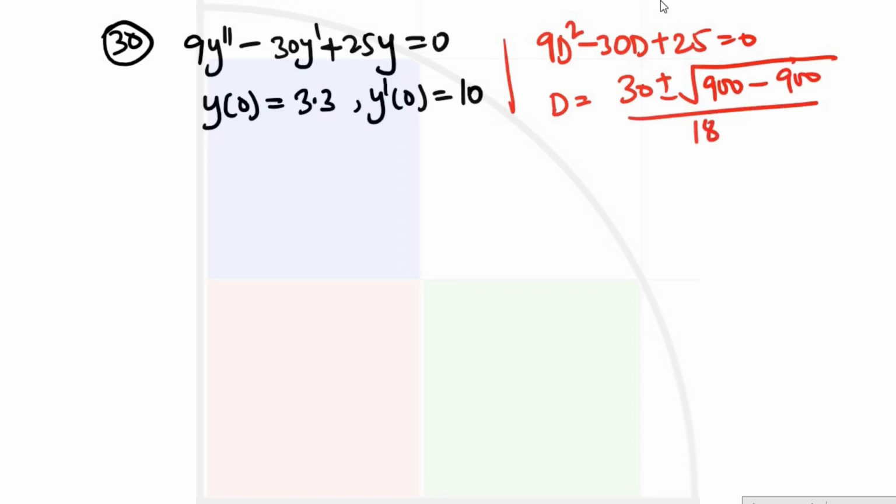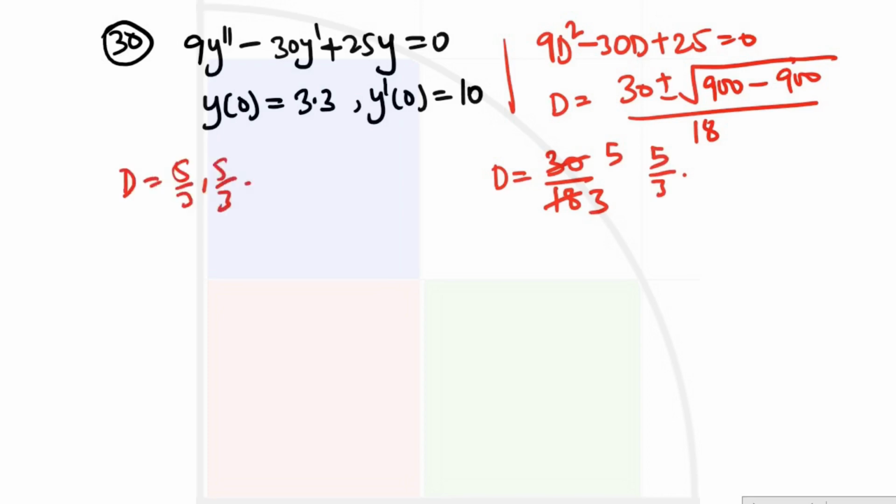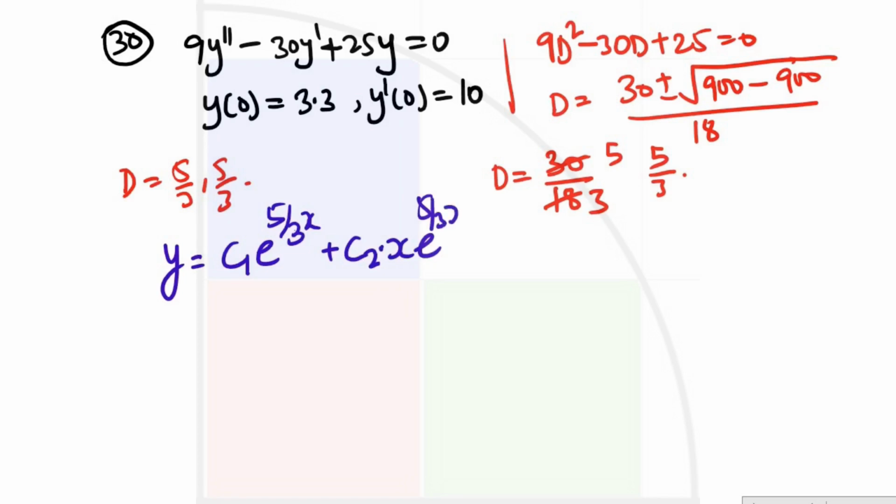So we have a case where we are going to get equal roots. 5 by 3. So our roots are D equals 5 by 3, 5 by 3. Therefore, our equation will become y is equal to c1 e to the power 5 by 3 x plus c2 x e to the power 5 by 3 x.